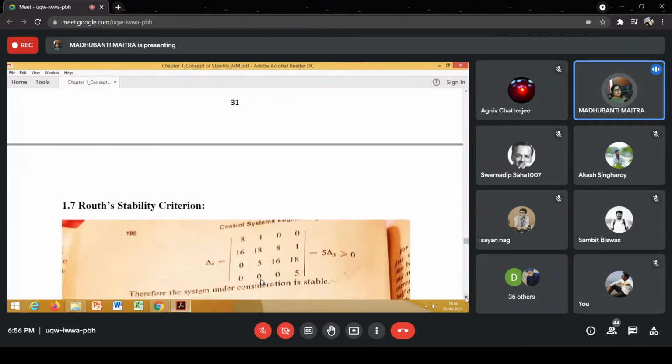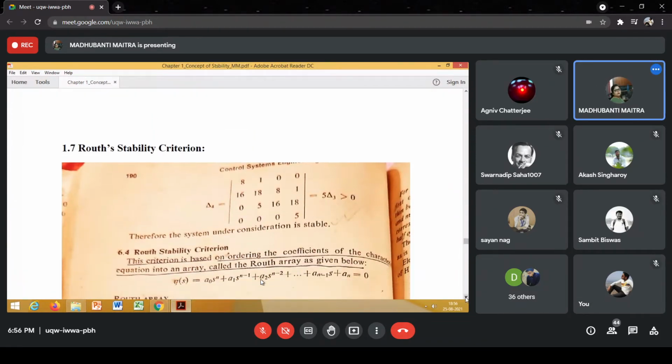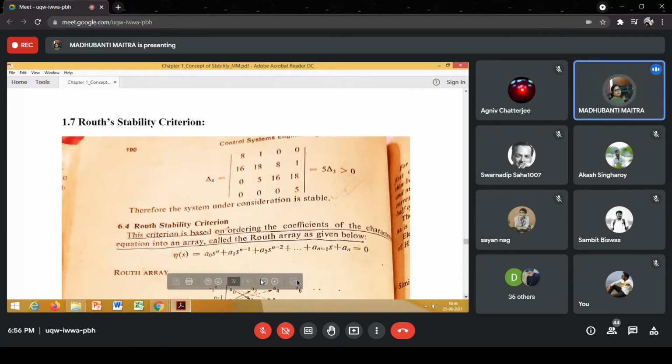So Routh's stability criterion. Again, let's assume that a generic nth order system is given whose characteristic equation Q(s) is equal to a0 s to the power n plus a1 s to the power n minus 1 plus a2 s to the power n minus 2 and so on, plus a(n-1) s plus an is equal to 0, right?